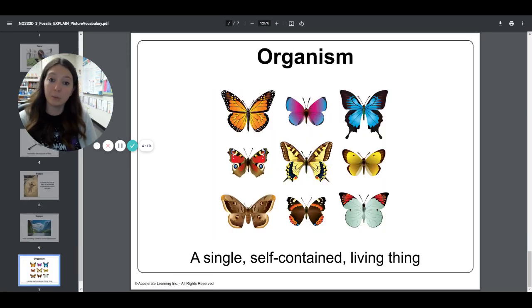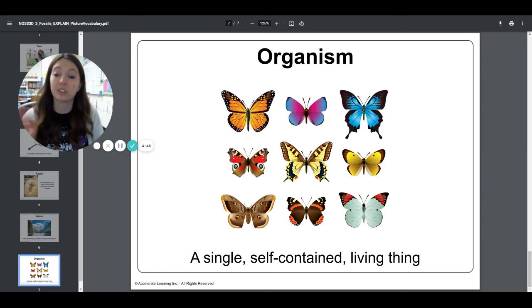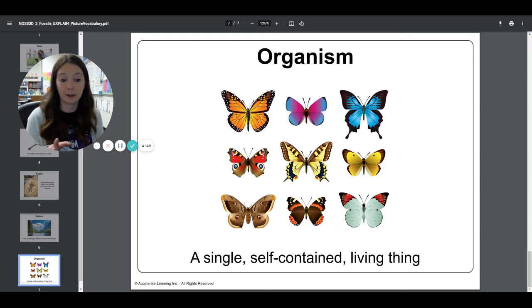Last word is one you've seen before too. The word is organism. Say organism. Great. Let's spell it. O-R-G-A-N-I-S-M. An organism is just a single self-contained living thing. Each one of these butterflies is a single self-contained living thing, meaning each one is an organism. You are an organism. A hippo is an organism. It's just any living, self-contained living thing.